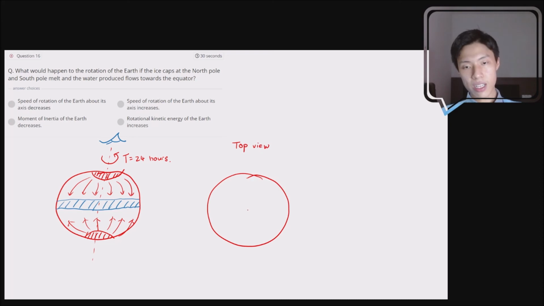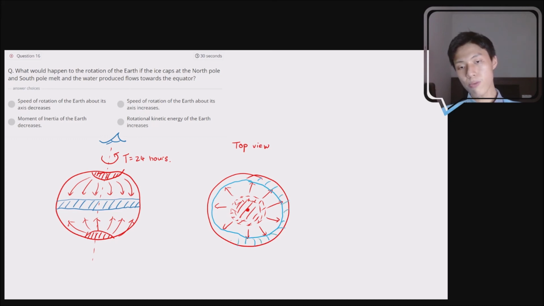Initially, this is the axis of rotation. Initially the mass is concentrated at the Arctic and the Antarctica. Let's say Antarctica is behind here. So this is where the mass of the ice caps is concentrated. Now, once it melts, it will go towards the equator. The equator is definitely far away from the axis of rotation. So it will melt and go towards the equator. Therefore, the water, the melted ice cap, will now be around this area over here.